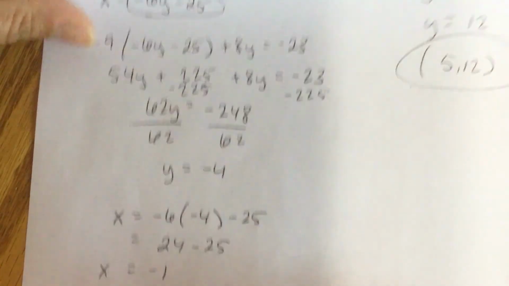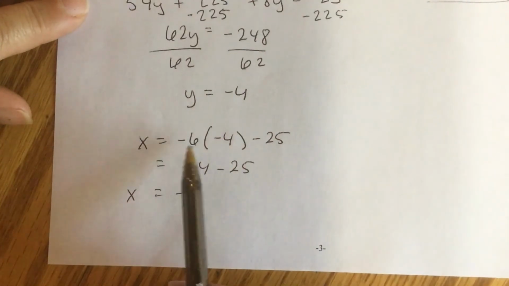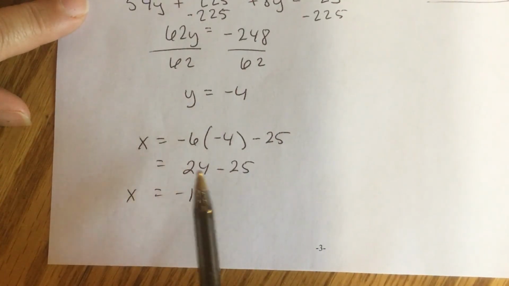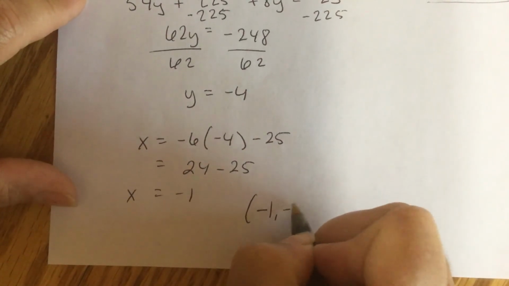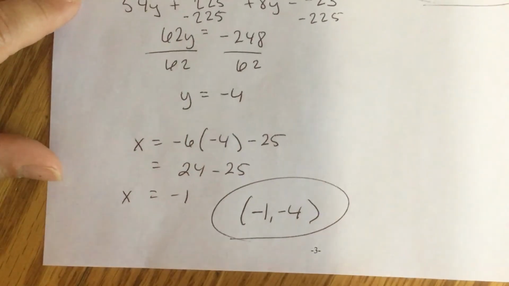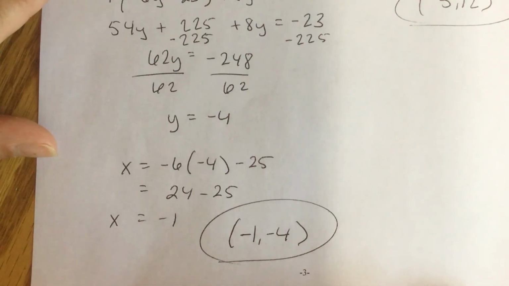Oh, sorry, couldn't see all that. So negative 6 times negative 4 is positive 24. 24 minus 25 is negative 1, which means our ordered pair is negative 1, negative 4. So those are the examples on substitution.